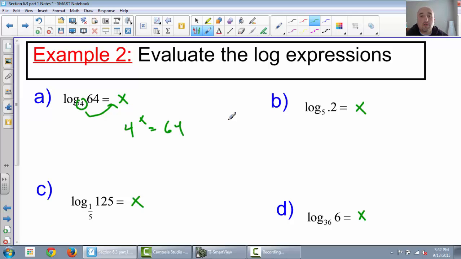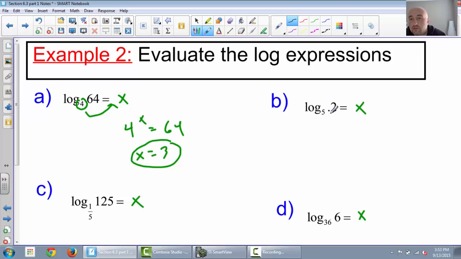Okay, so what number am I raising 4 to get 64? And hopefully you can see that it would be 3. 4 times 4 is 16. 16 times 4 is 64. So my answer is X equal to 3. Okay, let's look at the next one.